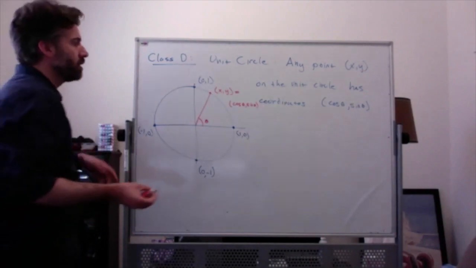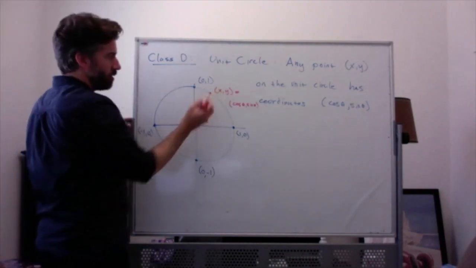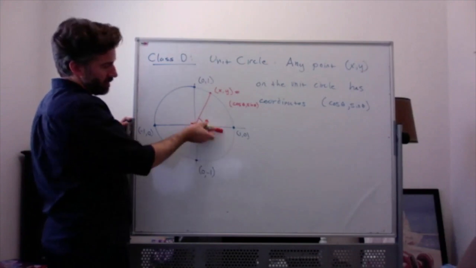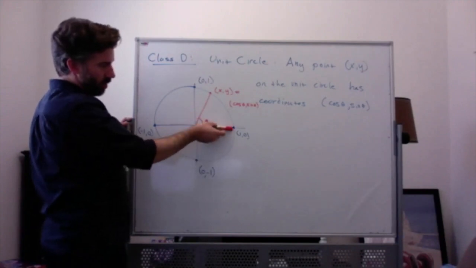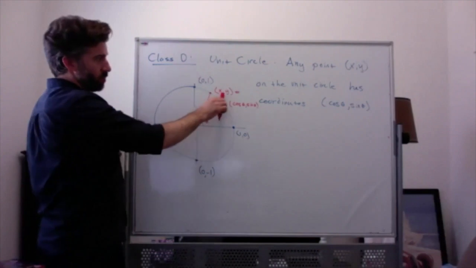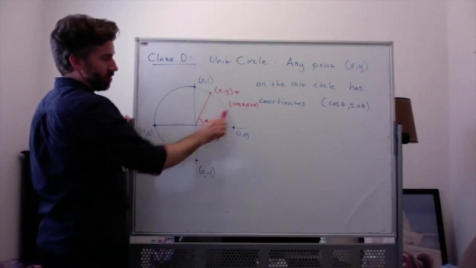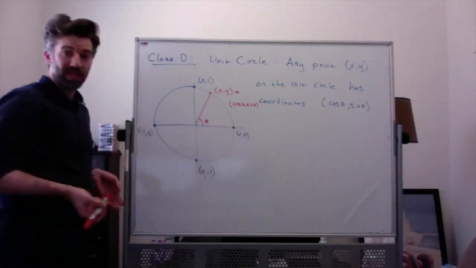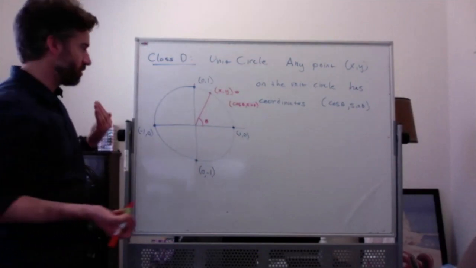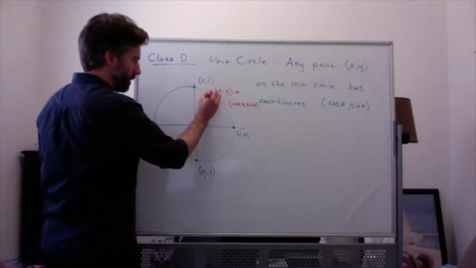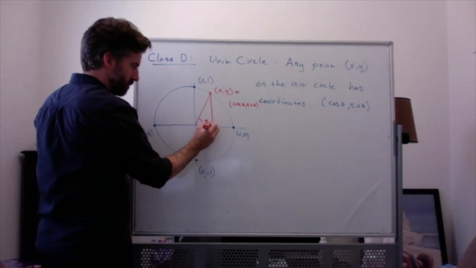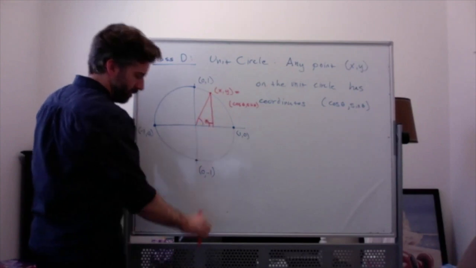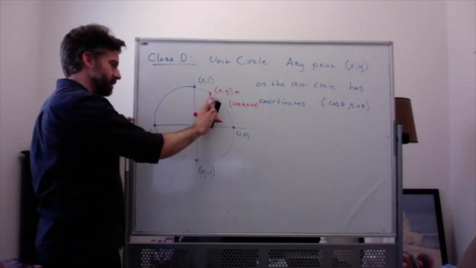Okay, anyway, so this point here, (x, y), whatever this angle is made by going along this arc up to that point, this point (x, y) is cosine of that angle, comma sine of that angle. And we can see this, I think, without too much difficulty by dropping a perpendicular. So I drop a perpendicular always to the x-axis.